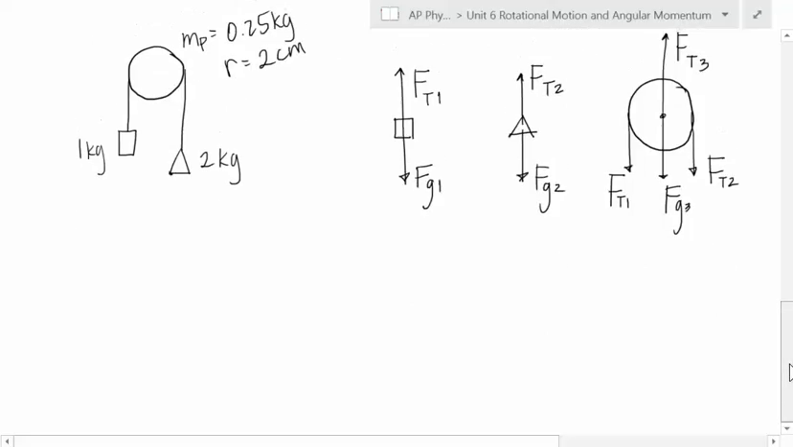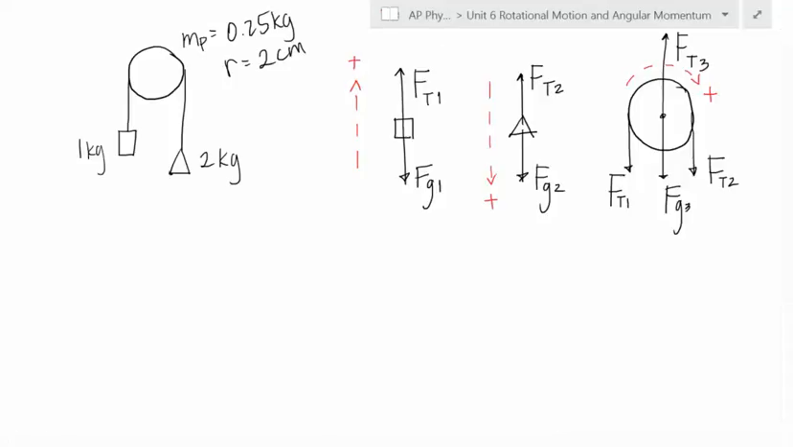Then it comes down to summing the forces. Now, the 1 kilogram mass, I believe, will go up when I release it. So I'm going to make the up direction positive for the 1 kilogram mass. Because the 2 kilogram mass is the big guy, I think that it's going to go down when I release it. And so I'm going to let down be the positive direction for that guy. And in order for this to go up and the 2 kilogram mass to go down, my pulley has to rotate this way. So I'm going to make clockwise positive.